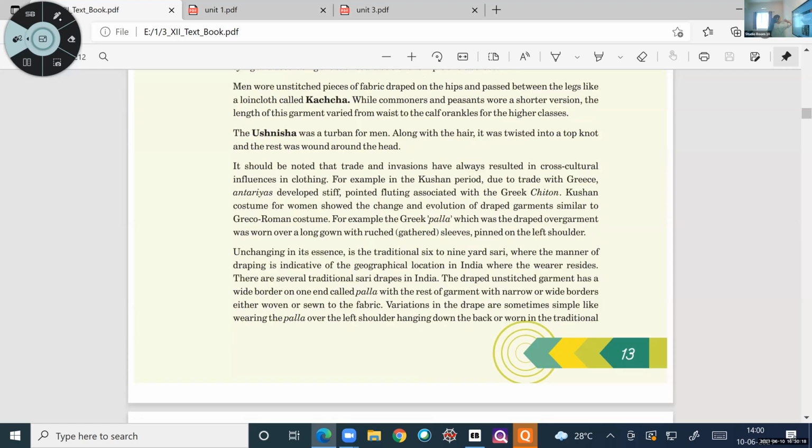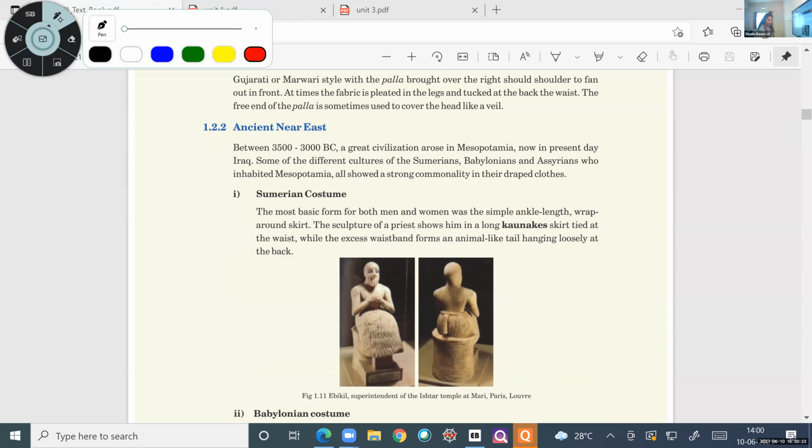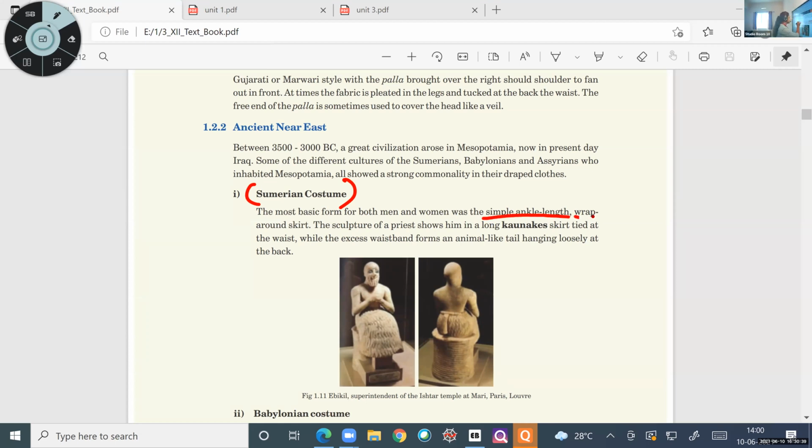And we are talking about ancient costumes, Near East costumes, Sumerians, Babylonians, and Assyrians. So the most basic form of costume for both men and women was a simple ankle length wraparound skirt. And what is that simple ankle length wraparound skirt called? Kaunakes.